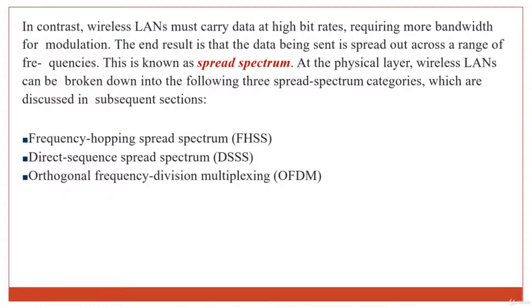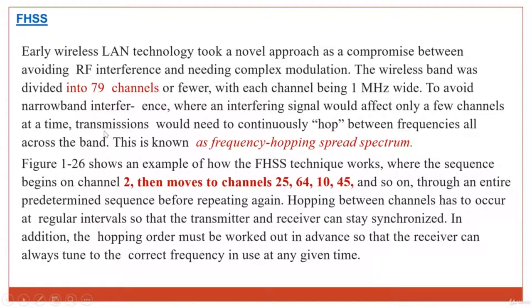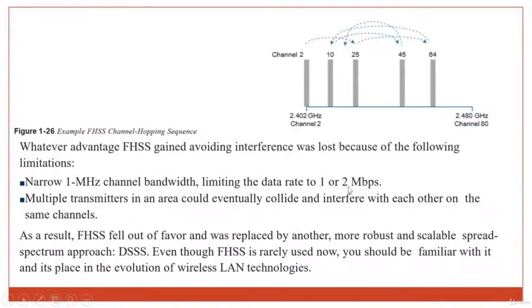So first of all, we have the FHSS, that is the early one, with the beginning of wireless LAN technology, we had this methodology, this modulation technique, this spectrum. So here you can see that it has 79 channels, and it has problems as well as some benefits. So what is the problem? Here you can see that the frequency hopping will follow this rule. So channel 2 will move to 25, then 64, then 10, then 45, like that it will jump.